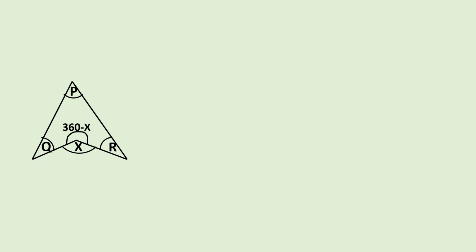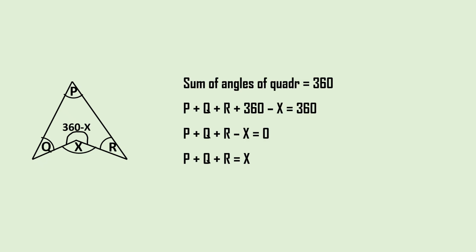Now since it is a quadrilateral, the sum of the four angles should be 360. The sum of the four angles, you can see blinking, should be 360 because it is a quadrilateral. The sum of the angles must be 360. So P plus Q plus R plus 360 minus x is 360. Cancel out 360 from both sides. P plus Q plus R minus x is 0. That is P plus Q plus R is equal to x. So x is equal to P plus Q plus R, and that's what we had to prove.